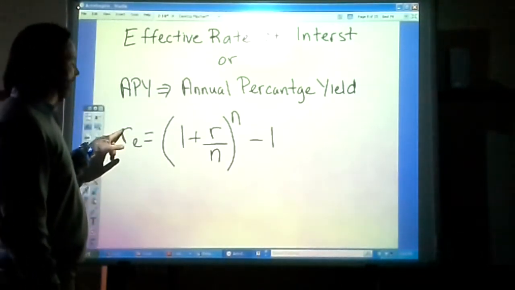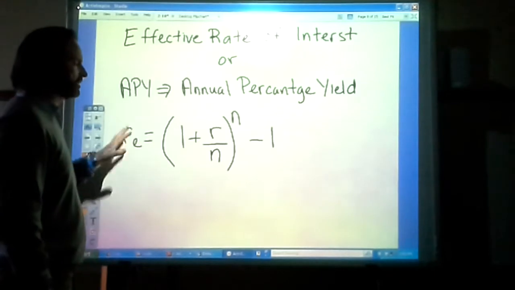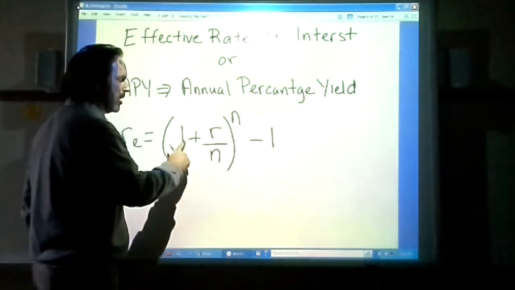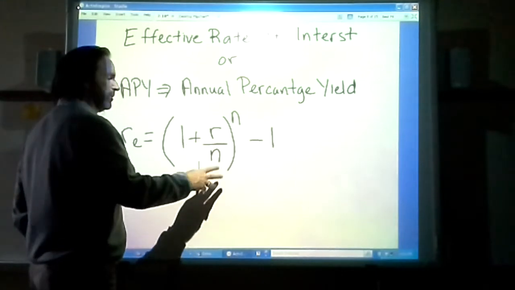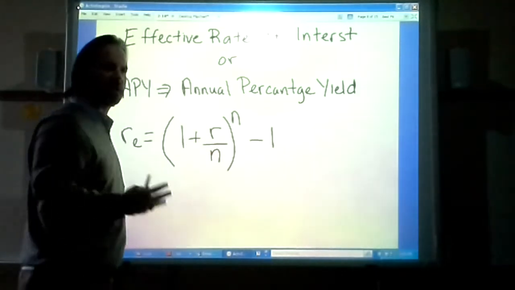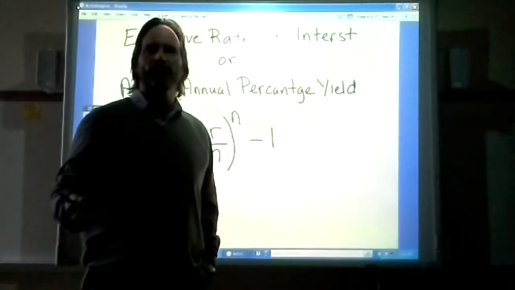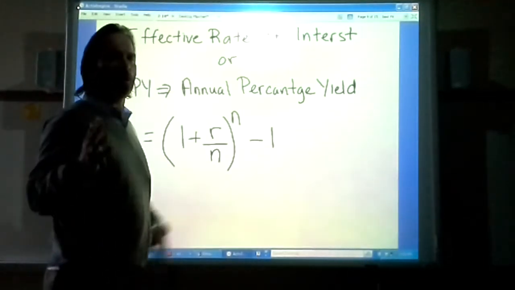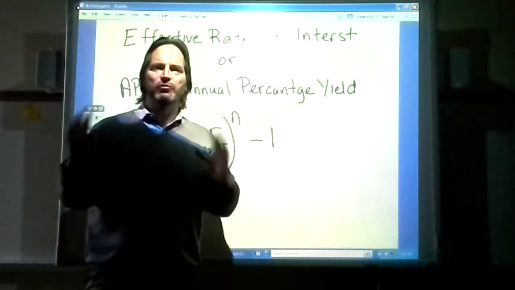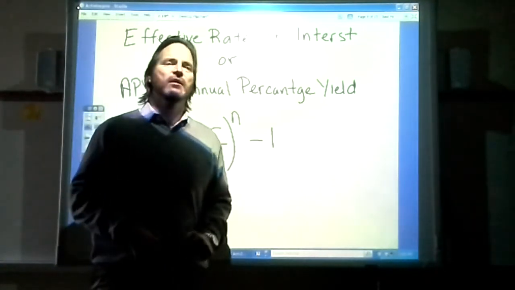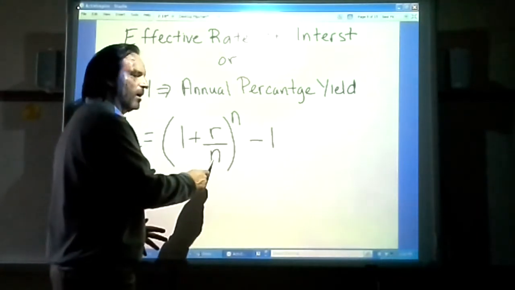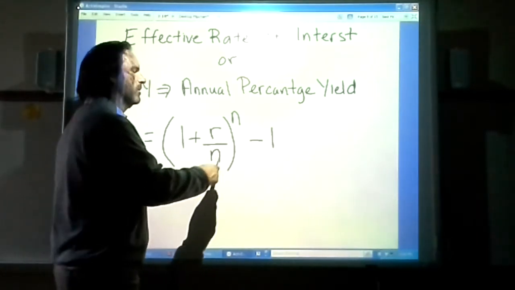The effective rate, R sub E, is similar to the interest formula: 1 plus your rate over the number of times you're going to compound it, okay? And that would be for a year. For this, we're just thinking about a yearly rate, the effective yearly rate. So it's either quarterly, 4, monthly, 12, or semi-annually, 2, okay?